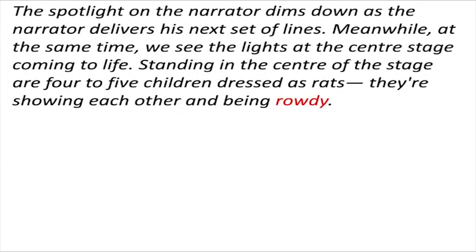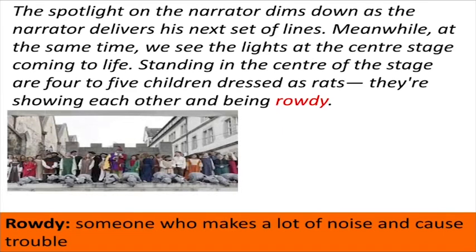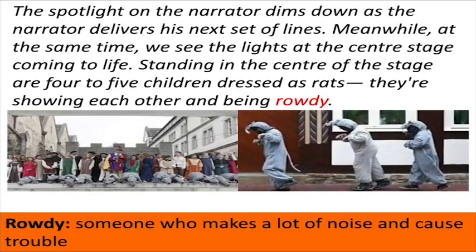The spotlight on the narrator dims down as the narrator delivers his next set of lines. Meanwhile, at the same time, we see the lights at the center stage coming to life. Standing in the center of the stage are 4 to 5 children dressed as rats. They are shoving each other and being rowdy. Rowdy means someone who makes a lot of noise and causes trouble. So here you can see in the picture how these children are dressed as rats. Narrator says, "Rats!" So the narrator is totally astonished by the presence of rats here.